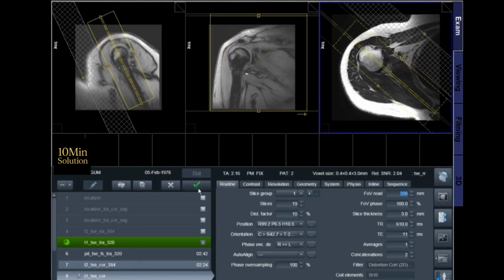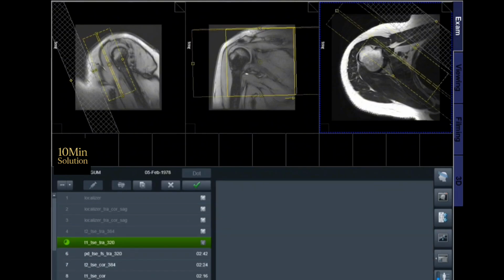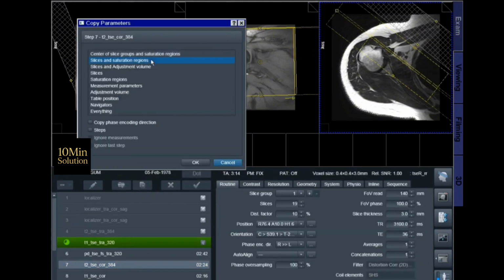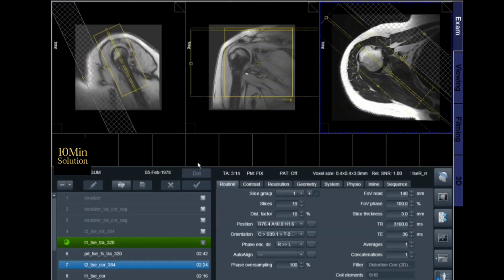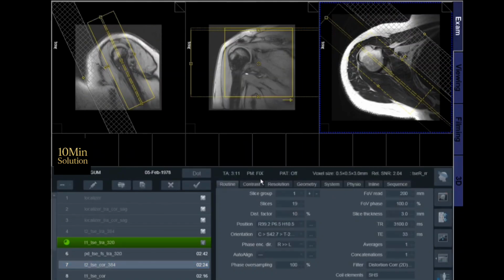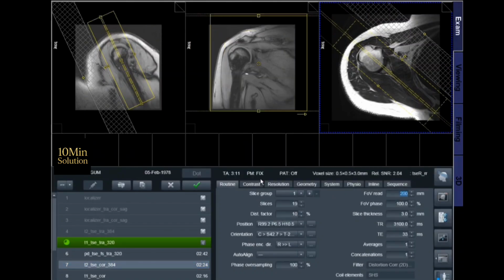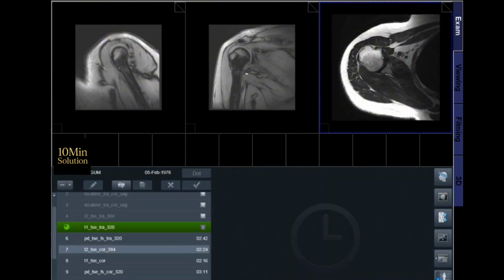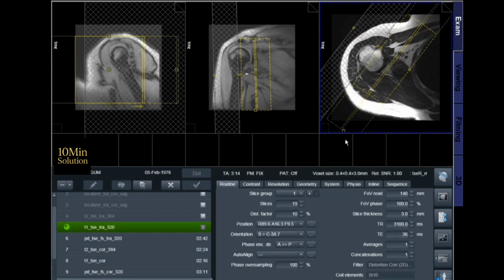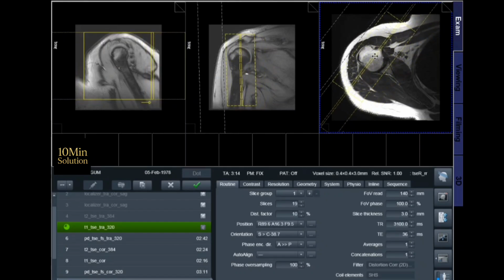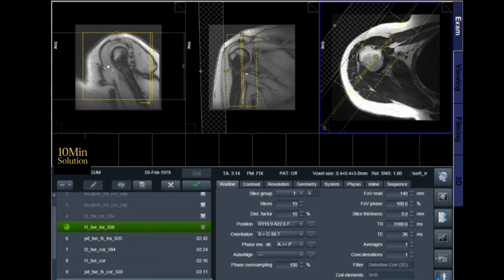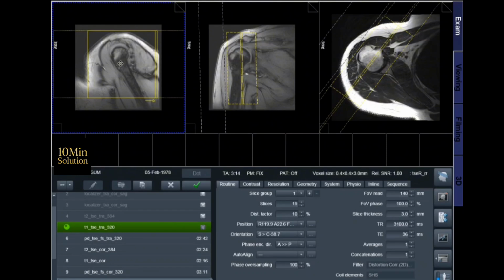Key structures to evaluate. While reviewing the images, carefully assess the rotator cuff tendons: supraspinatus, infraspinatus, subscapularis, teres minor, glenoid labrum, biceps long head tendon, articular cartilage, acromioclavicular joint, bone marrow signal, joint effusion, and bursae.